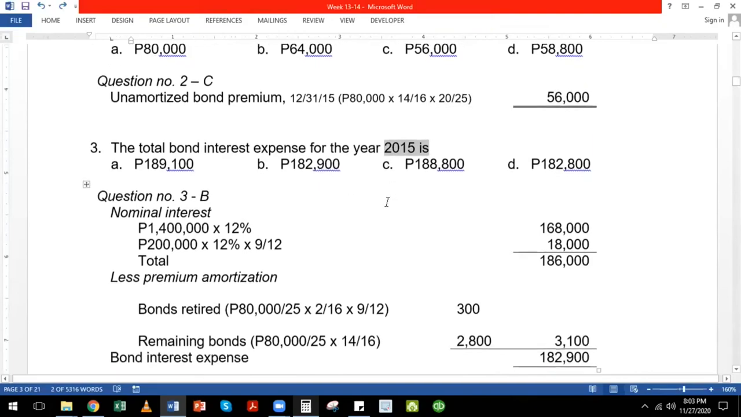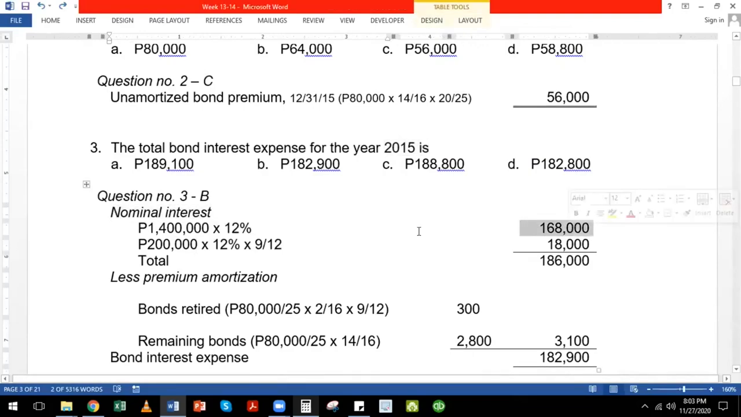This is just by nominal interest. Okay. So, nominal interest, it is 1/4 times 12. So, bakit 1/4? 1/4 yung remaining, no? And the remaining is for the entire year. So, that's why 12%. So, nasa 168.